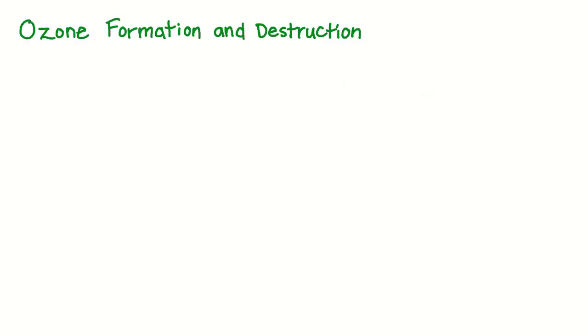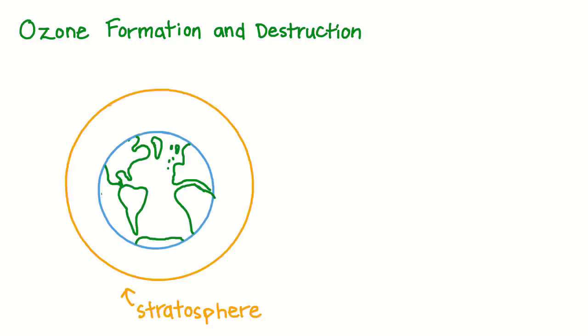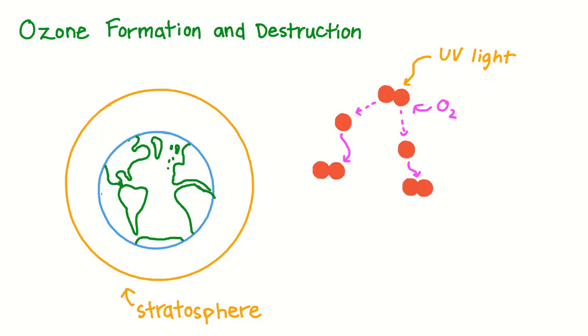The next reaction we'll look at is a reaction that's constantly occurring in Earth's atmosphere. The molecule ozone is produced primarily in the part of Earth's upper atmosphere called the stratosphere. The formation of ozone starts with UV light from the sun hitting a molecule of oxygen in Earth's atmosphere. This causes the oxygen molecule to be split apart into two individual oxygen atoms. These oxygen atoms will then collide with other oxygen molecules, which will produce ozone or O3 molecules.